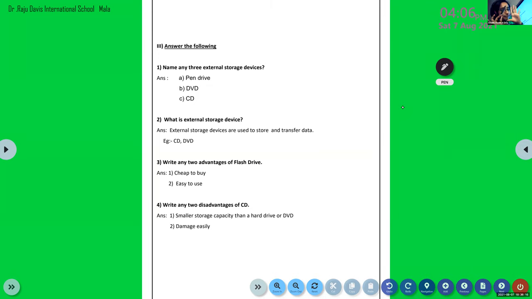After this, I will give you time to show your pen drive, CD, DVD again, so that you can share with your friends. So the first question is to write three external storage devices. It is pen drive, DVD, and CD. Next is, what are external storage devices? Devices which are used to store and transfer data, right? Some examples are DVD and CD.